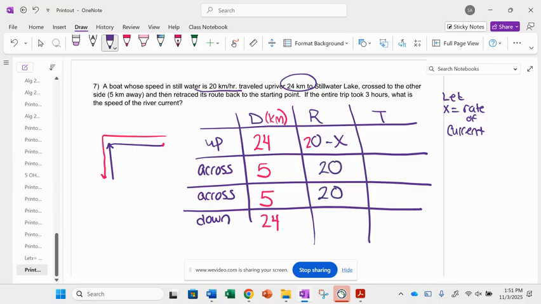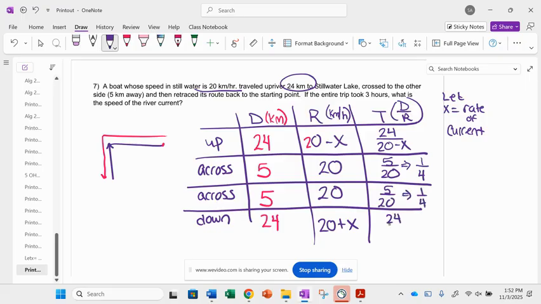But then we're going downriver. Isn't that going to make us go faster? So 20 plus X. And remember, this is kilometers per hour. And our time is going to be our distance divided by our rate. So we're 24 over 20 minus X, 5 over 20. What's 5 over 20? 1/4. And then 5 over 20 again, which is 1/4. And then 24 over 20 plus X.